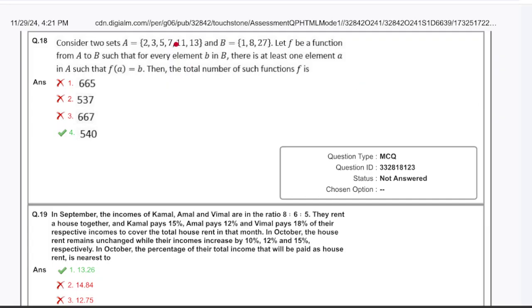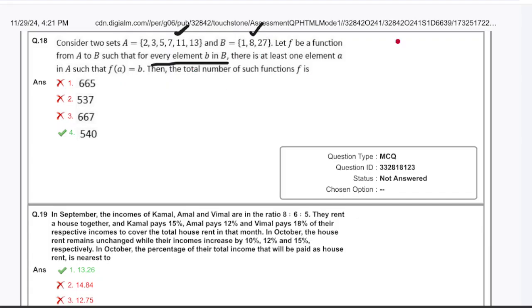It says consider two sets A, that is 2, 3, 5, 7, 11, 13, the first six prime numbers. Then B is 1, 8, 27, the cubes of the first three natural numbers. Now let F be a function from A to B such that there is a restriction: all the three 1, 8, 27 have to be present in the function. That is, for every element B there is at least one element A in A such that F(A) is equal to B. Then the total number of such functions is how many?